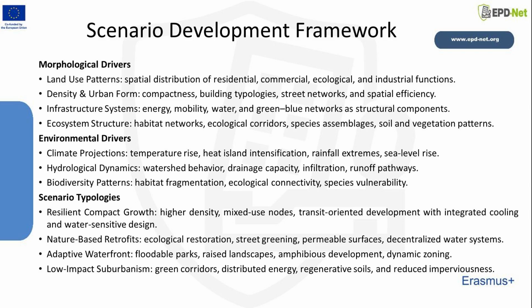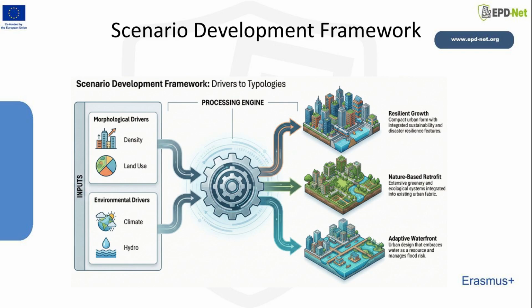A resilient compact growth scenario might prioritize transit-accessible, mixed-use districts combined with microclimate-sensitive design. A nature-based retrofit scenario focuses on restoring ecological processes within existing neighborhoods. Adaptive waterfront scenarios explore flexible, safe-to-fail landscapes that can accommodate periodic inundation, while low-impact suburbanism reimagines peripheral areas through regenerative soils, green corridors, and reduced impervious surfaces. By combining morphological and environmental drivers, the scenario development framework becomes an analytical and creative tool capable of generating robust, eco-responsive alternatives that address climate risk and support long-term landscape resilience.